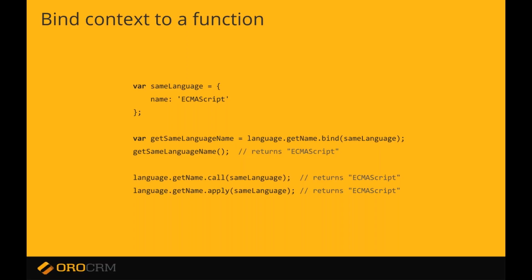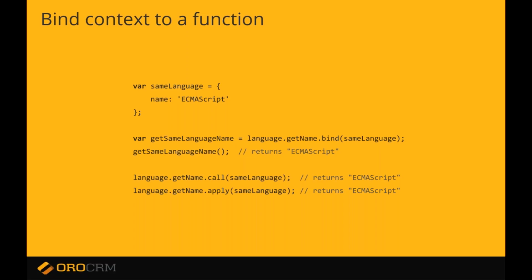There are also two other ways to execute a function, not bind but execute immediately with a different context. They are the call and apply methods of the prototype of function. So we can execute language.getName.call(sameLanguage) and get ECMAScript, and language.getName.apply(sameLanguage) and also get ECMAScript.